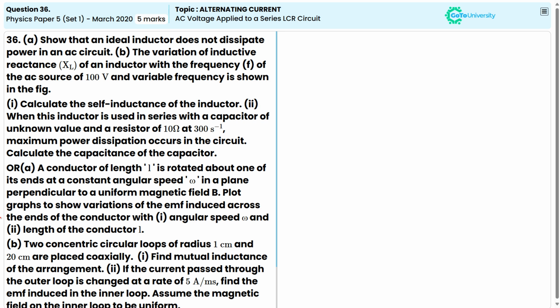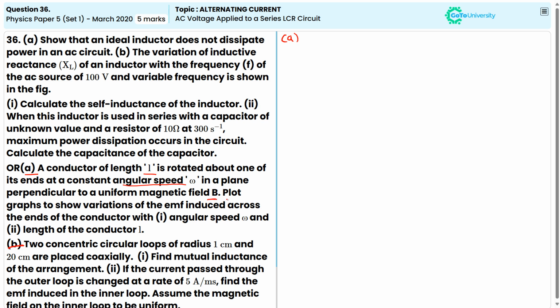Now let us discuss our question. Here we have questions A and B. In our question, we'll discuss the first one, A. Here the question is: a conductor of length L is rotated about one of its ends at a constant angular speed omega in the plane perpendicular to a uniform magnetic field B.